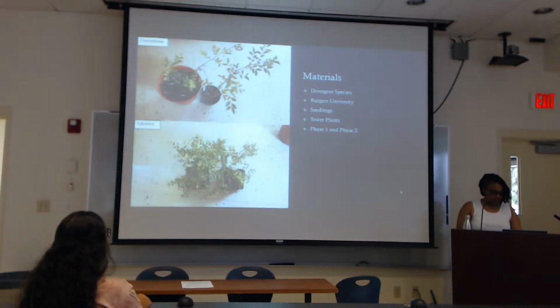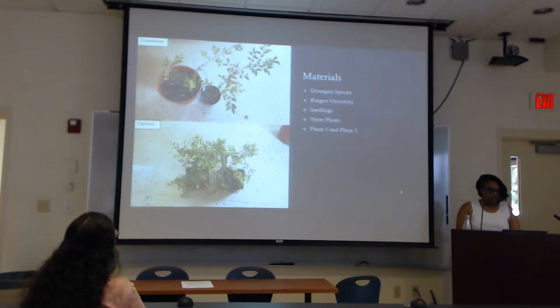So these are the materials for our project. On the top here is Vaccinium corymbosum. It is a type of highbush blueberry. It's native to like the border regions of Canada. It can also be found in New Jersey, not too far from here. And on the bottom here is Vaccinium darwinii, and that's native to Florida.